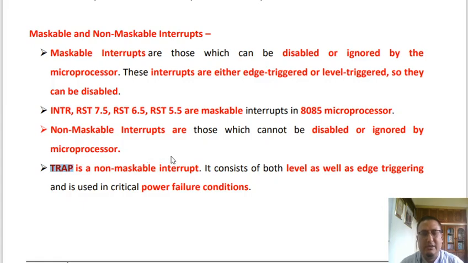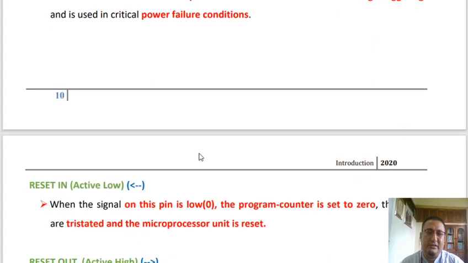So maskable interrupts are interrupts that can be disabled or ignored by the microprocessor. They can be edge triggered or level triggered. INTR, RST 7.5, RST 6.5, and RST 5.5 are maskable interrupts. Whereas non-maskable interrupts cannot be disabled or ignored by the microprocessor. Trap is a typical example of a non-maskable interrupt.